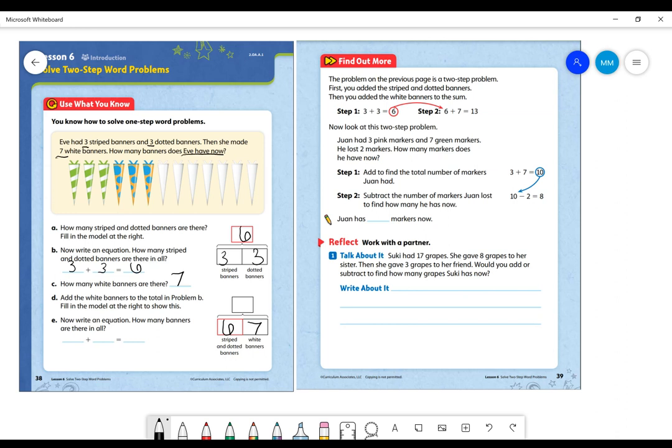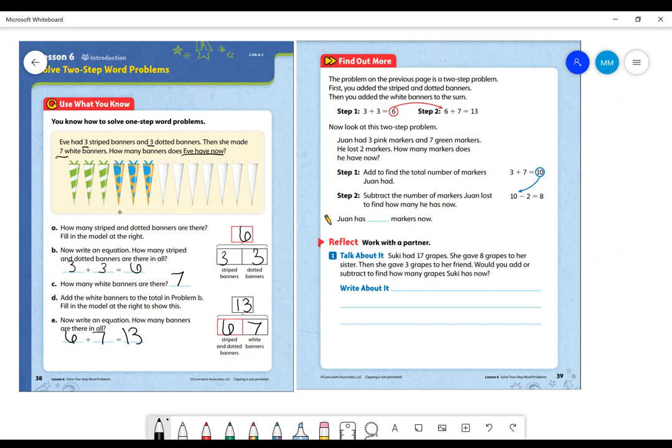How can I figure that out? I know, I can draw, I can pound and count. I don't have enough fingers to add 6 plus 7, so I'm going to use my pound and count strategy. I'm going to start at 7 and count up 6 more. 7, 8, 9, 10, 11, 12, 13. So how many banners did Eve have in all? 13. So she had 6 striped and dotted, 7 white, and 13 banners altogether.